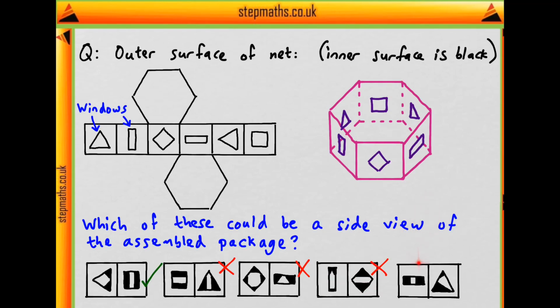Now finally, what about this? We have a rectangle on its side next to a triangle on its base. And where is that in this image? Well, the triangle is actually opposite the rectangle, and so there's no possible way of getting a side view that looks like this. So we can say this one is wrong straight away. Now, our final answer is that this one is the only one that can be a correct side view, and this corresponds to answer A.